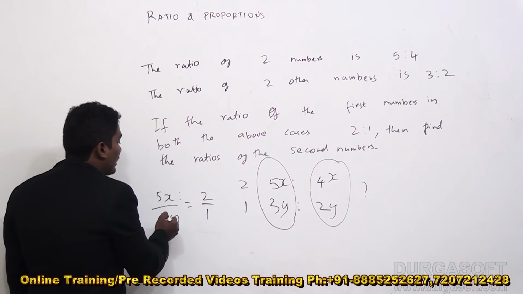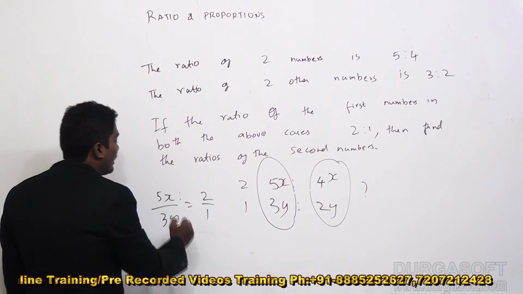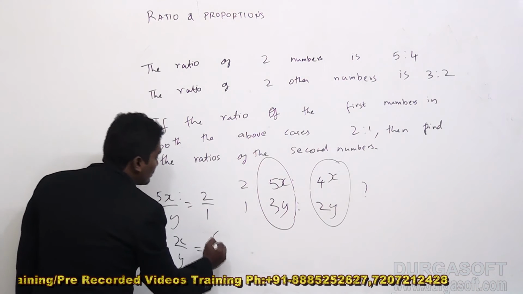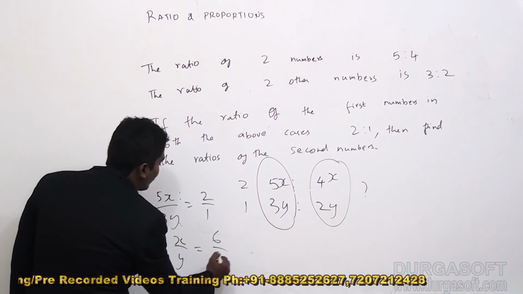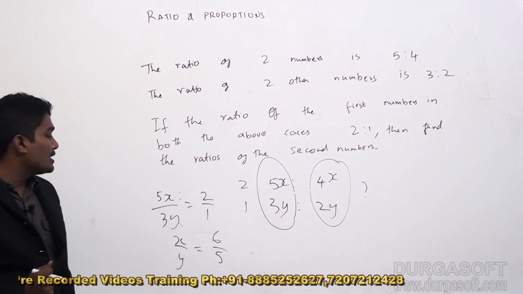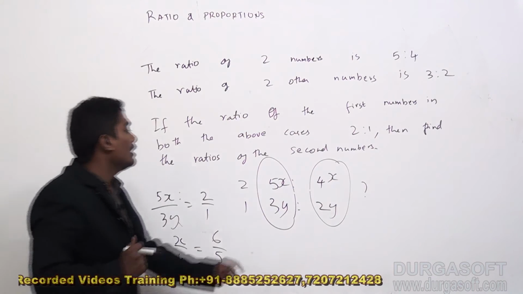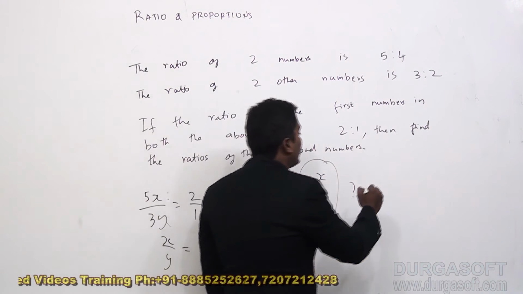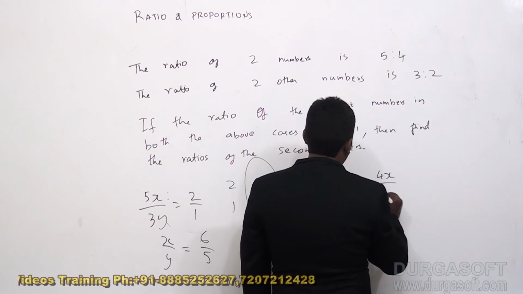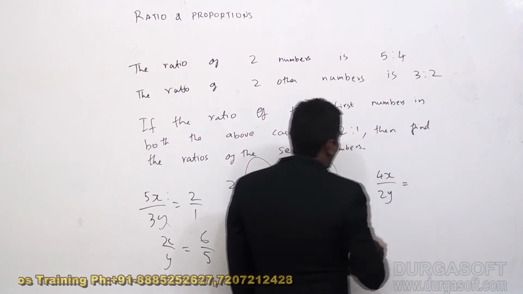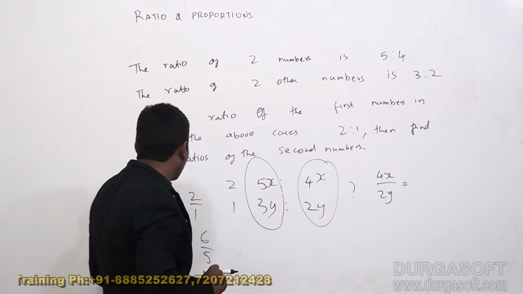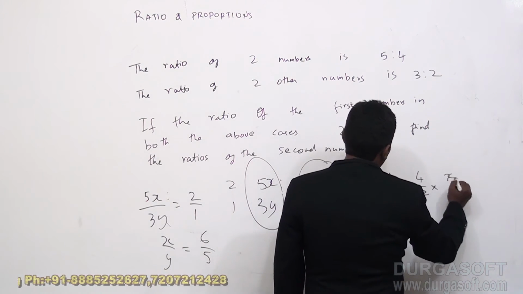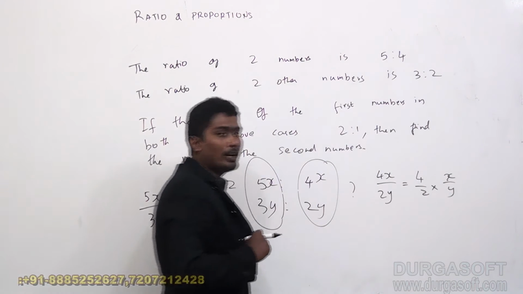By cross multiplying I will bring the numbers to one side and x by y to the other side. x by y will be equal to 3 comes to the numerator, so 6 by 5 comes to the denominator. So I will get the ratio of x to y as 6 by 5. Now the second part is 4x divided by 2y, or in other words I can write it as 4 by 2 into x by y.